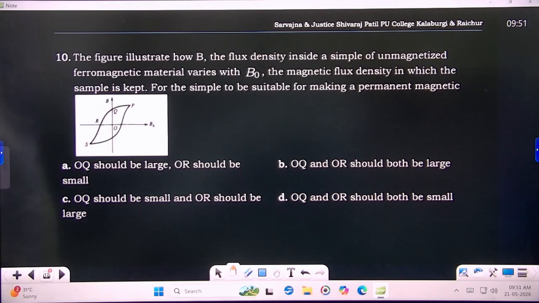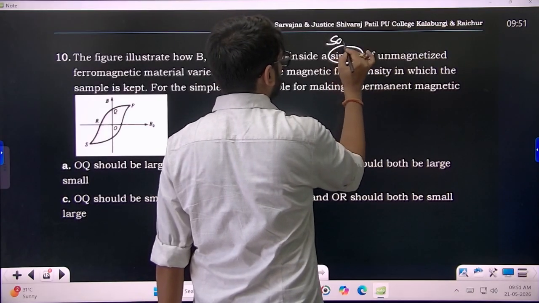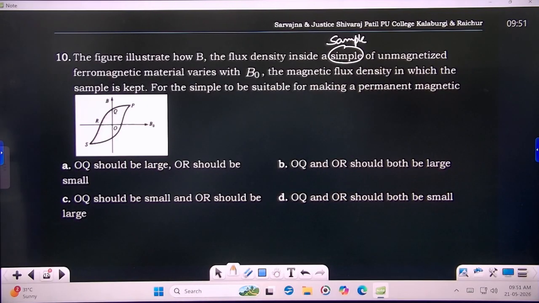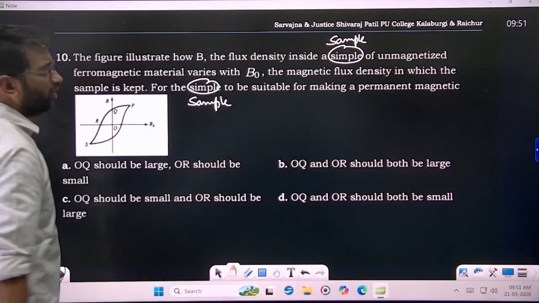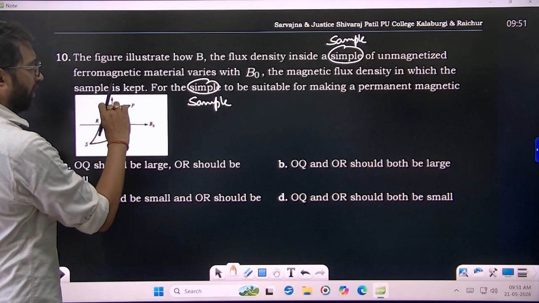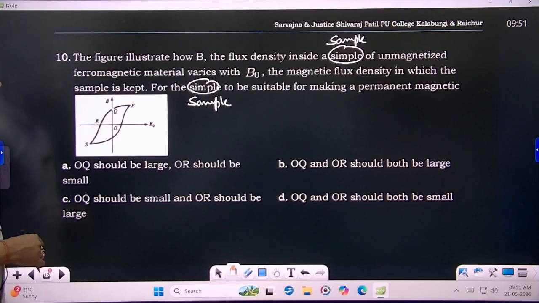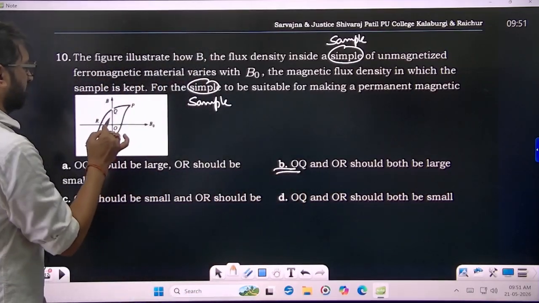Next, the figure illustrates how B, the flux density inside a sample of unmagnetized ferromagnetic material, varies with B naught, the magnetic flux density in which the sample is kept. For the sample to be suitable for making a permanent magnet, what is required? We know these two: coercivity and retentivity. So for a permanent magnet, both have to be high. So OQ and OR should both be large, retentivity and coercivity.